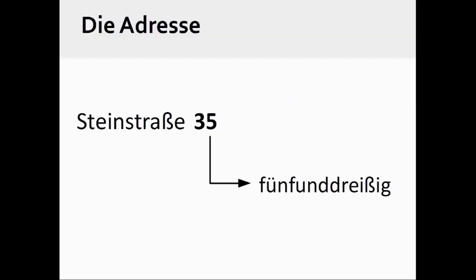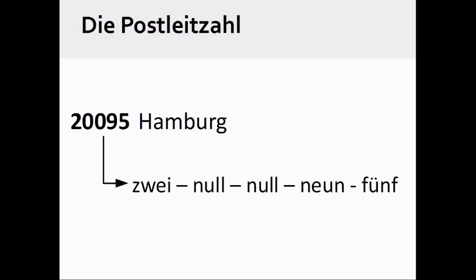In Germany, the house number in an address is listed after the street where the house is located. Steinstraße 35. When relating an address in German, one forms the number in the manner taught earlier in this presentation. However, this is not the case with larger numbers, such as one encounters with a German postal code or zip code. When speaking a German postal code, one expresses the numbers individually, 2, 0, 0, 9, 5.